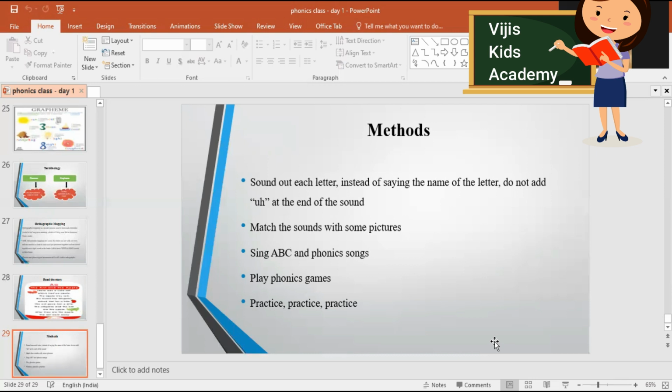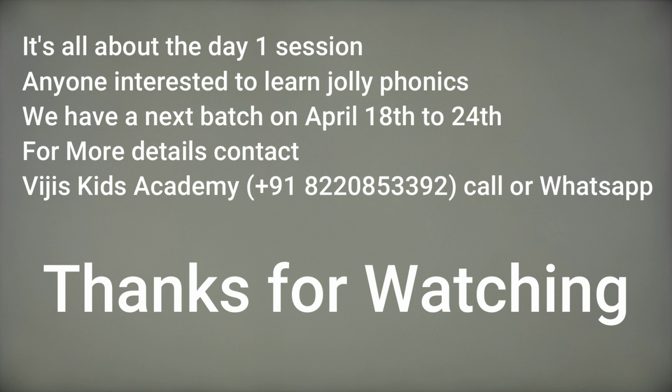When they are learning the sound, they have to learn the sound properly. T says t, P says p, O says o, A says a. Like this, the sound must be clear. If the sound is clear, when they make the word also, they won't add a new sound at the end. If I say the word tap, some kids will say tap-uh. The word tap is different from tapper. At the end, we should not add anything. And next thing, the practice: daily you have to give the practice. That's it.